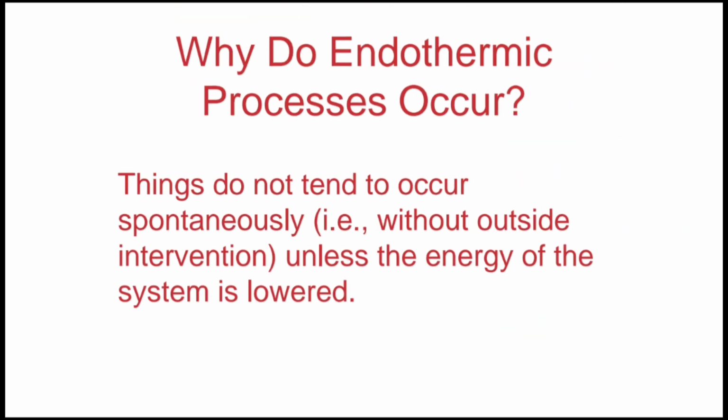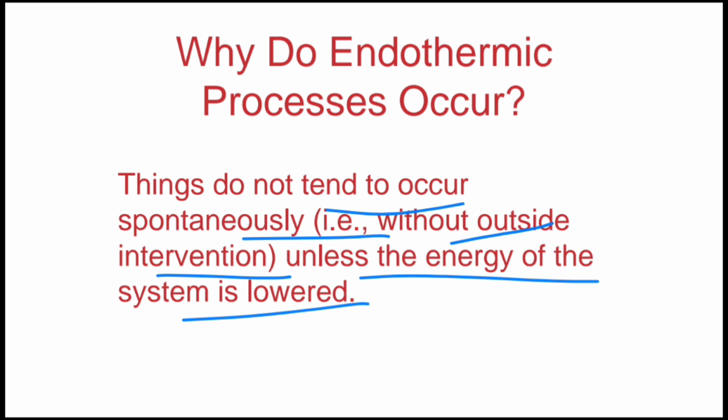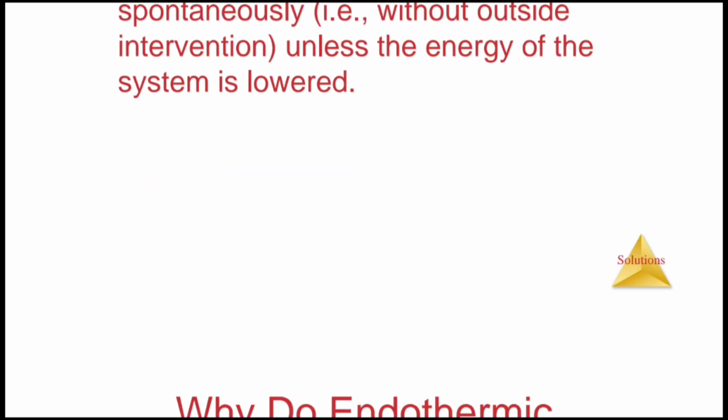Why do endothermic processes occur? Because when we provide energy from outside the system, the process tends to occur spontaneously. Things do not tend to occur spontaneously without outside intervention unless the energy of the system is lowered. When the system energy is lowered, the spontaneous things will happen.